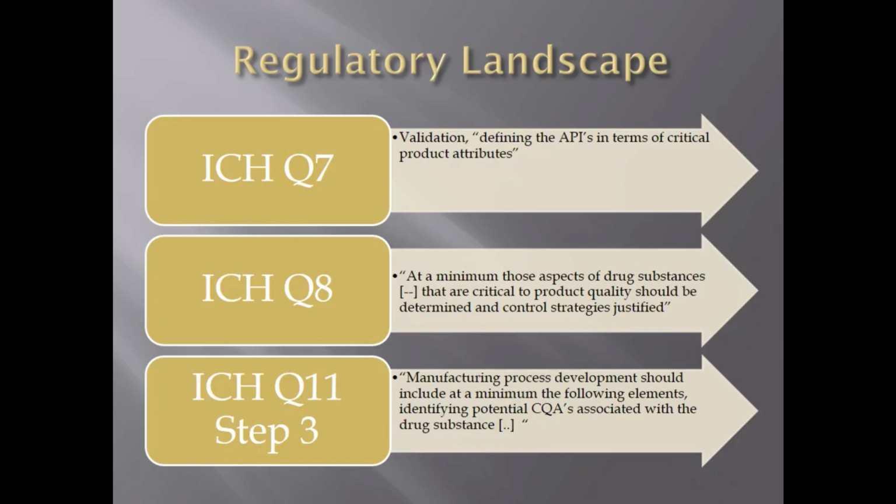This slide looks at some of the regulatory requirements around CPP selection. So the ICH Q7, one of the definitions says in the validation section, defining the APIs in terms of critical product attributes. ICH Q8, a definition taken from it is, at a minimum, those aspects of drug substances that are critical to product quality should be determined and controlled strategies justified. And finally, ICH Q8, manufacturing process development should include at a minimum the following elements: identifying potential CQAs associated with the drug substance.